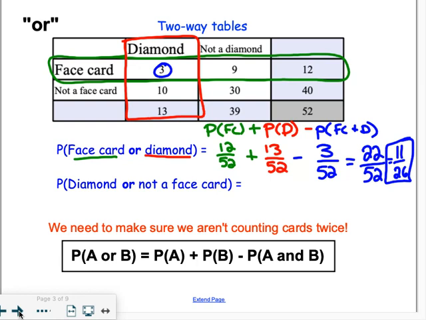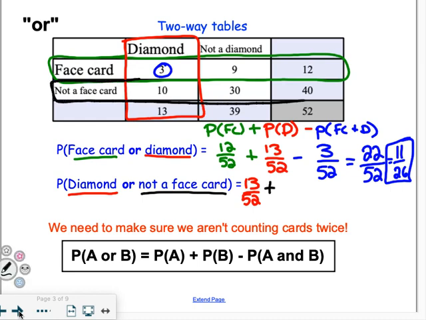Okay, similar type problem here. Diamond, but this time we're doing not a face card. We start with the probability of a diamond, which is 13 out of 52. Then we add the probability of not a face card. Well, that's 40 out of 52. And then we have to subtract the probability of both. Notice that comes right here, those 10 that we double counted.